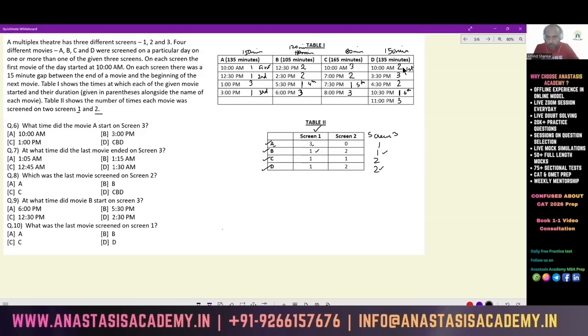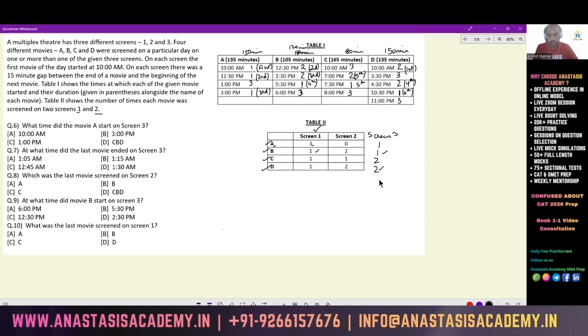So first here, next would be at 12:30. So this will be the second on screen 2. Then it would be at 2:30. This will be the third on screen 2. Then this will be the fourth movie on screen 2. And finally, this will be the fifth movie on screen 2. Write it in brackets so that it is clear. Basically, for every particular screen also, I'm also recording what will be the order in which the movies get displayed there.